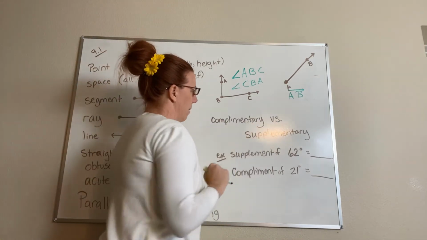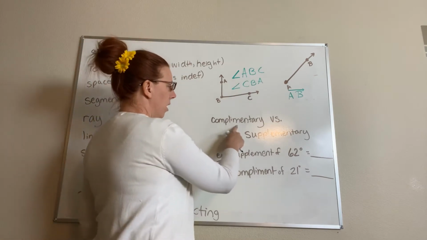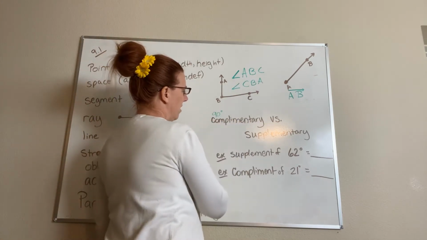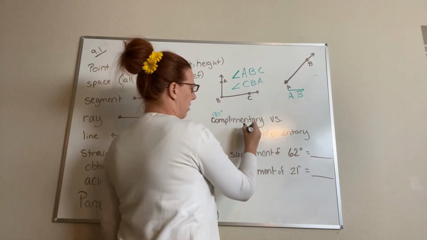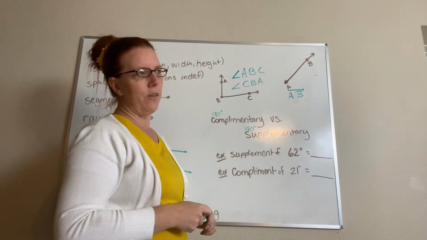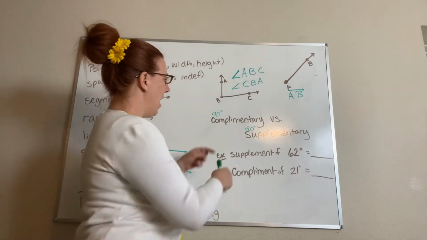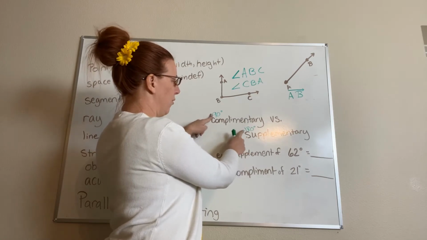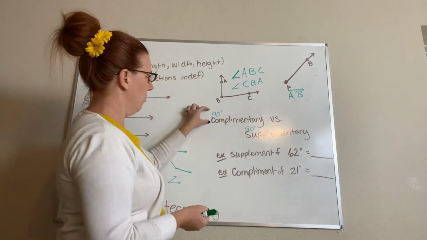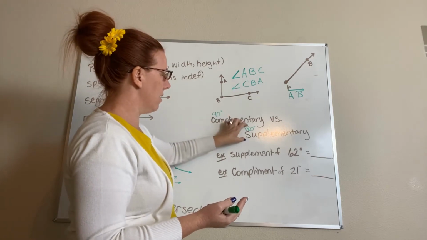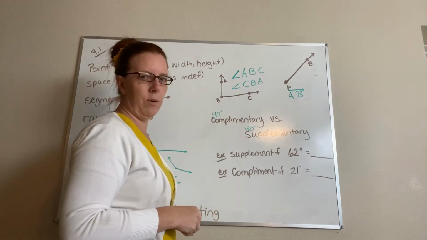Complementary versus supplementary. Complementary angles add to be 90 degrees, and supplementary angles add to be 180 degrees. You will need to know this for future classes. I remember that C comes before S in the alphabet, and 90 comes before 180 when I count. So complementary talks about angles that add to be 90. Supplementary talks about angles that add to be 180.